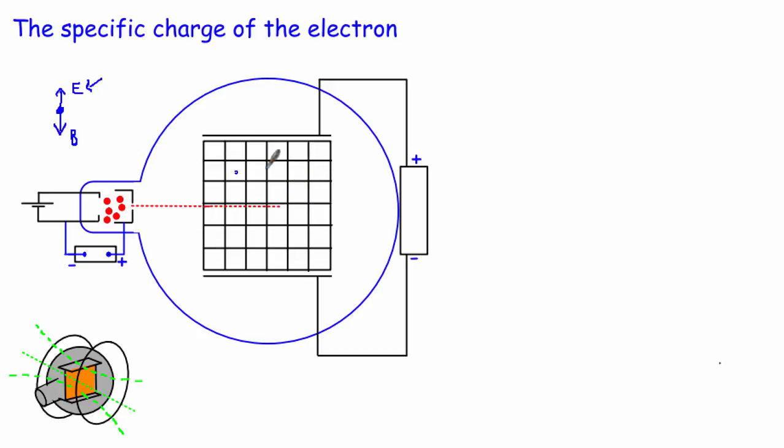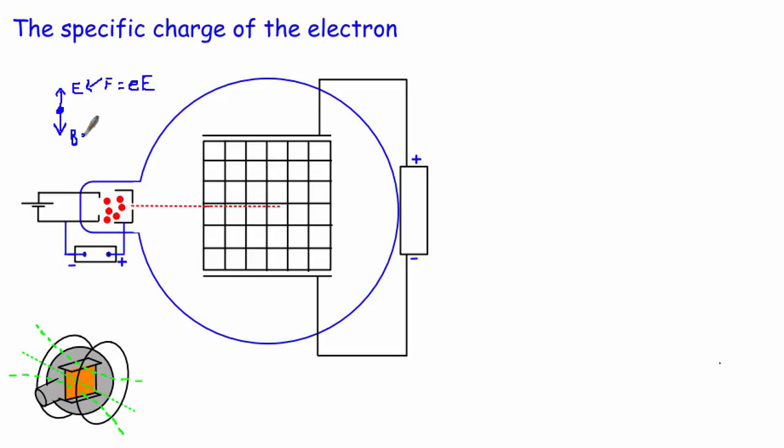So again, we can use this to think about how you might measure the specific charge. If we think about this, what we've got is the electric field upwards, or the electric force upwards. The force from an electric field is simply equal to the charge of the particle that's in the field multiplied by the electric field strength, like that.